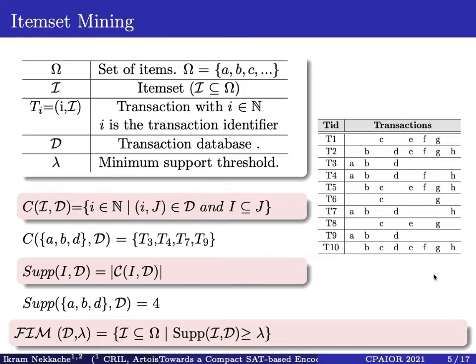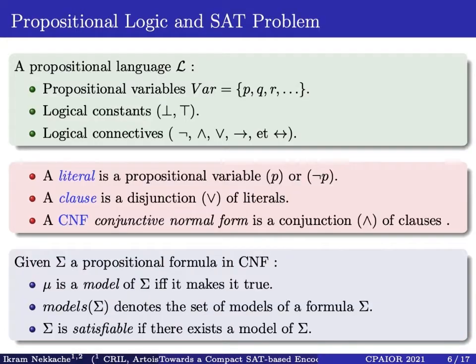Here is an example of a transaction database that contains 10 transactions over the set A, B, C, D, E, F, and G. Given the itemset ABD, you can see that it appears 4 times in the transaction database, so its support is 4. The problem of itemset mining consists of enumerating the set of itemsets that respect a minimum support threshold. An itemset I is frequent if its support is greater than or equal to a minimum support threshold.